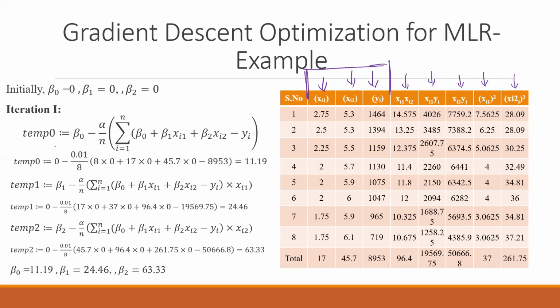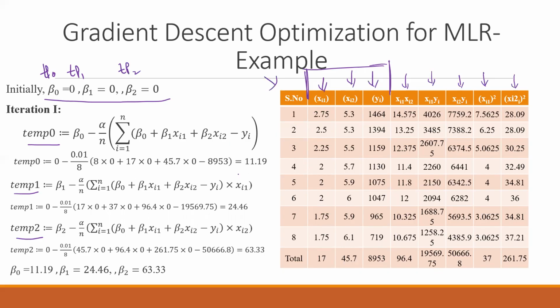For the first iteration we need to solve for this temp 0, temp 1 and temp 2. We are solving for three betas, so these three betas have been named as temp 0, temp 1 and temp 2, right? So all the three temp variables are there. And now because you are substituting all the values, you have got everything in this table.